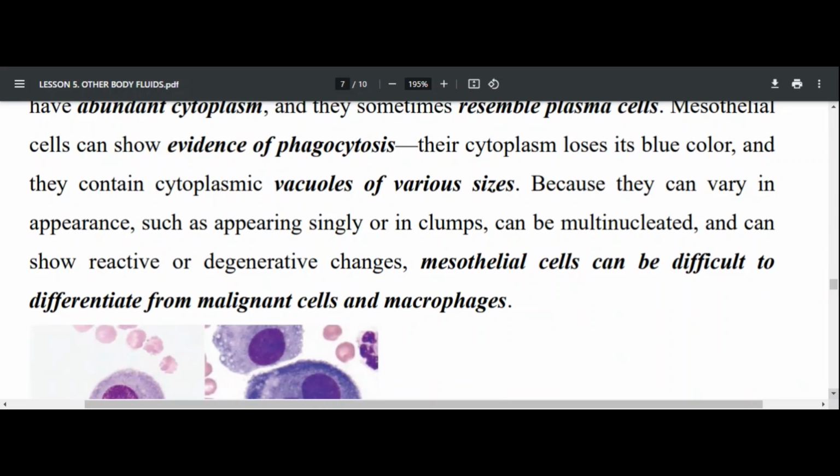Even though the presence of mesothelial cells is normally non-significant, it is non-clinically significant, but it can be difficult to distinguish them from malignant cells and macrophages. Malignant cells are also seen in pathologic conditions, but macrophages may not be so significant. I think someone asked that question, even though I didn't see the message clearly, about the clinical significance of macrophages in the fluids.